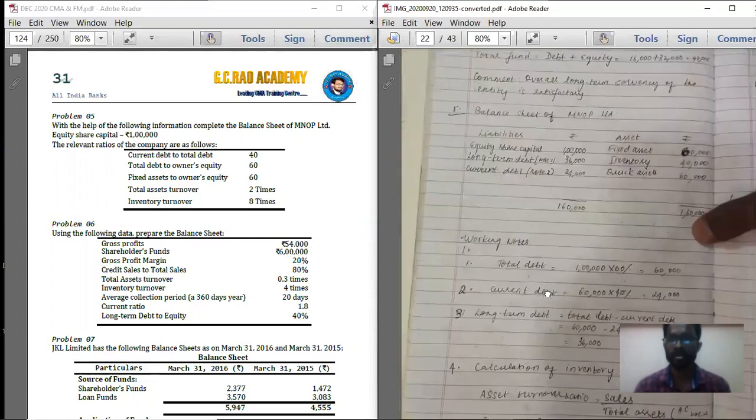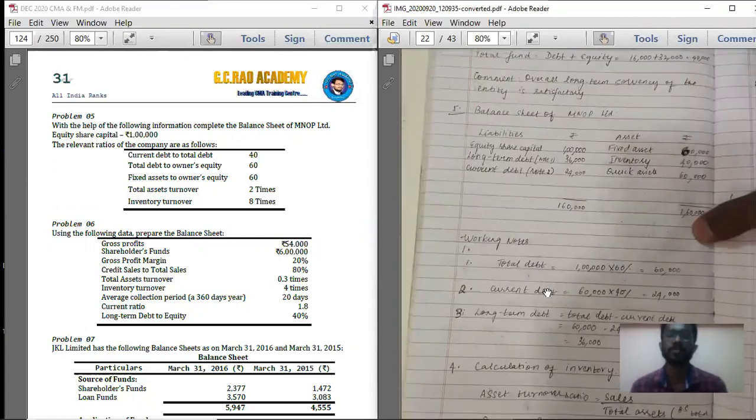So come to the solution, that is problem number 5. Put the heading: Problem number 5, balance sheet of MNOP Limited. Below that, divide the page into 2 parts. Left hand side liabilities and amount. Right hand side assets and amount.